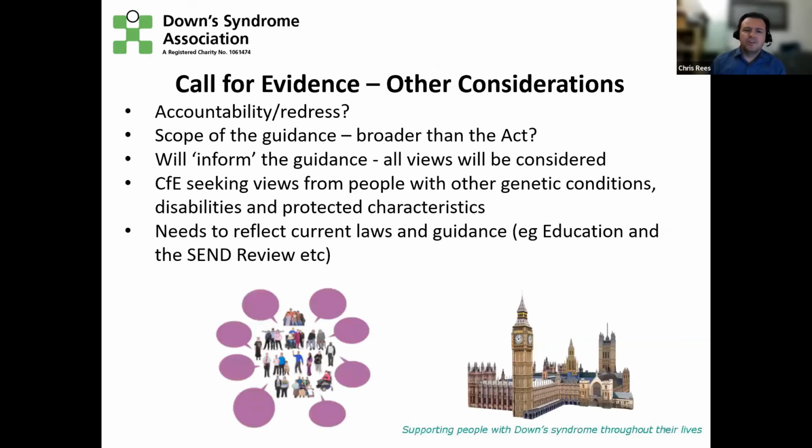So, other considerations. So that's it. The Down Syndrome Act, as pieces of legislation go, is a fairly straightforward act, and I think this consultation reflects that.